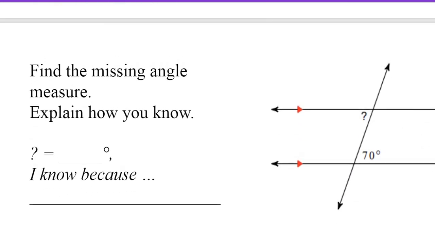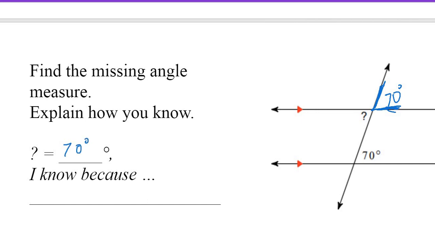Ooh, this one's more interesting. I'm going to have to use a couple of steps to find this one. So the 70-degree angle is corresponding to this angle up here. And the question mark is vertical to it, so the question mark must also be 70 degrees.